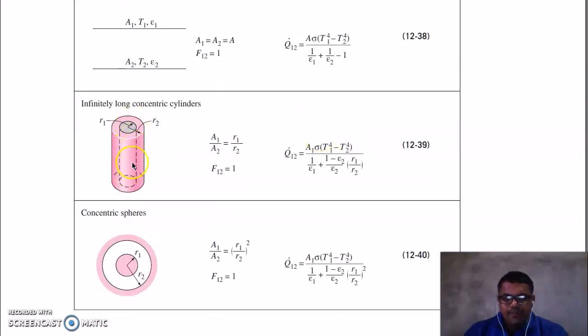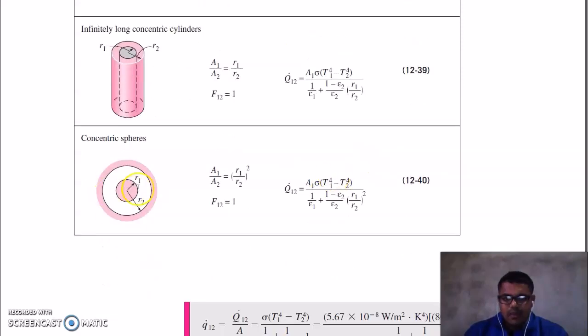Infinitely long cylinder: in this case the A1 by A2 ratio is given. The view factor is also 1 because the cylinders are very long. So this is your heat transfer. In this case the view factor is 1. In this case there are two concentric cylinders. So the A1 by A2 is given, and F12, meaning heat transfer from the first surface to the second, is, in this case, view factor 1. So this is your heat transfer.